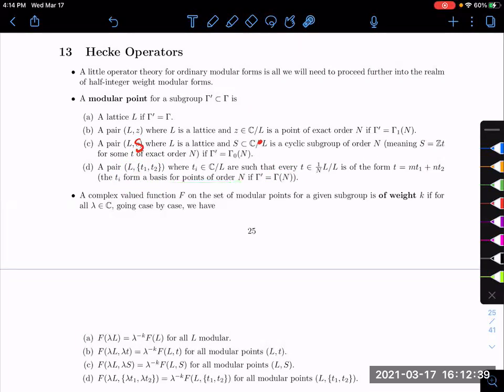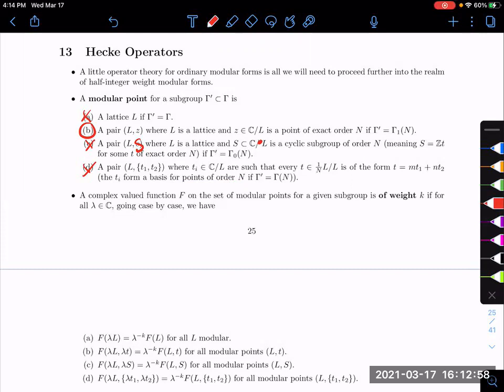Okay, so don't worry too much about these three. This second one is really what we're going to be focusing on, but I wanted to give you guys the complete picture here for the 4 different special types of subgroups. So we're looking at pairs, lattices, comma, points of exact order n.